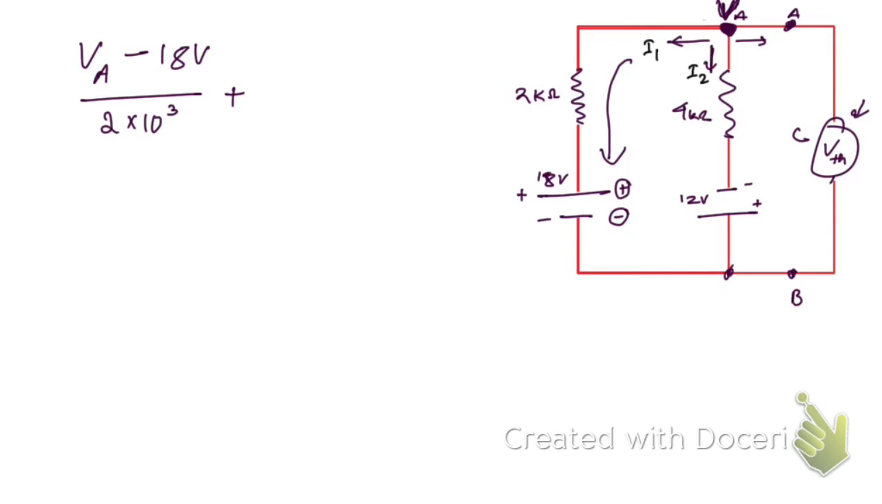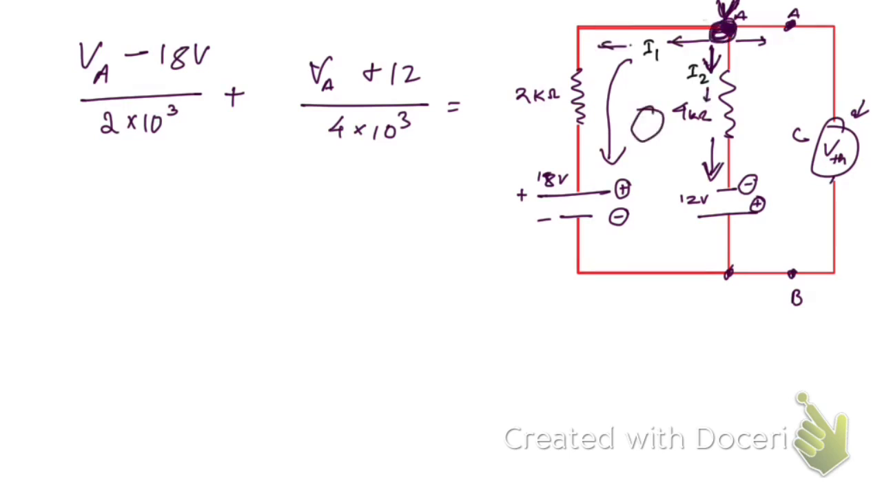Then plus, if you go along the direction of I2, this is going from lower potential to higher potential. So again you have to add 12 volt with the VA: VA plus 12 volt divided by the resistance along this path, that is 4 kilo ohm, that is 4 into 10 to the power 3. In this direction, as we have no battery source, we can ignore this side, and the sum of these two will be equal to 0.